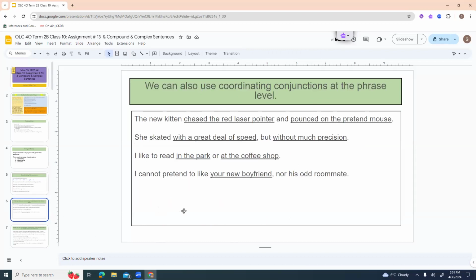You can also use coordinating conjunctions at the phrase level. The new kitten chased the red laser pointer and pounced on the pretend mouse. She skated with a great deal of speed, but without much precision. I like to read in the park or at the coffee shop. I cannot pretend to like your new boyfriend, nor his odd roommate. Okay.